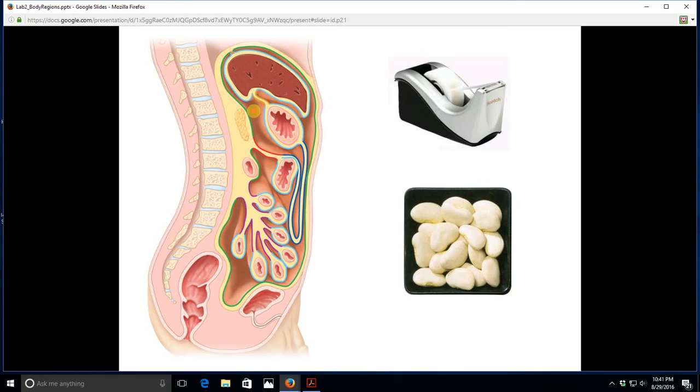Now we do see some connections between these guys. These connections are known as mesenteries. So there's a lot of organs here. They've got to be connected to one another and held in place. And mesenteries do that. You're going to build a model of this in lab with some tape and a lima bean.